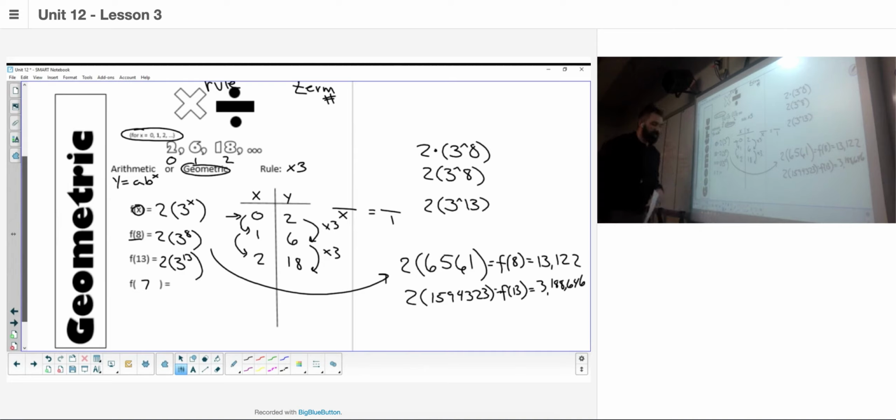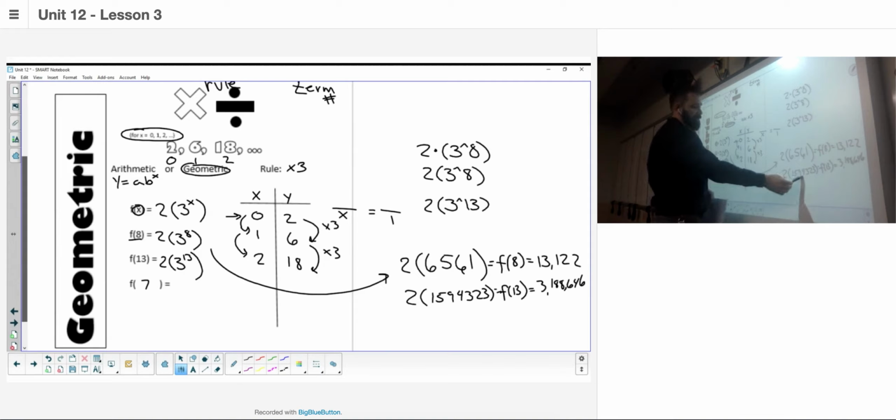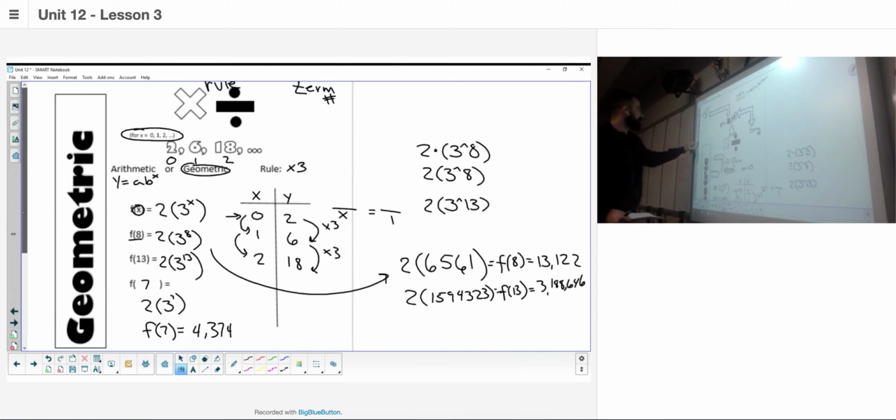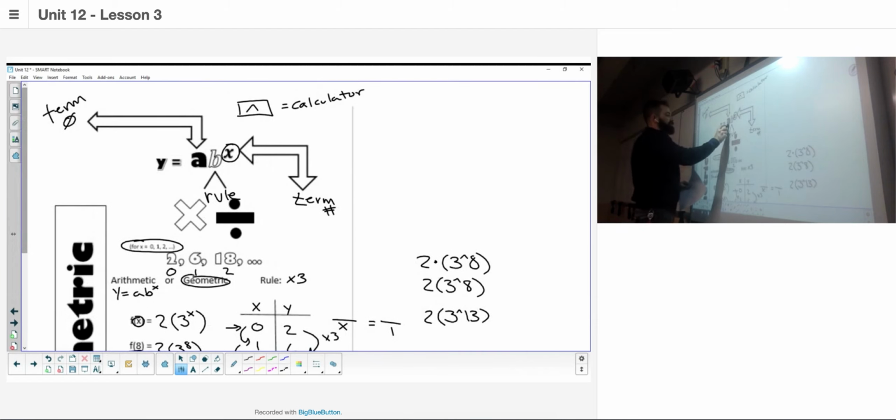Well, let's try a smaller one. In our last lesson we worked with f of 100. It's going to be a really big number. If you already look at f of 8 and f of 13, those are really big numbers. F of 100 you can try on your calculator to see what it gives you. Let's just try f of 7, which is 2 times 3 to the 7th. If we plug that into our calculator, we should get f of 7 equals 4,374. And remember, going back to our equation: term 0, rule, and then our term number.